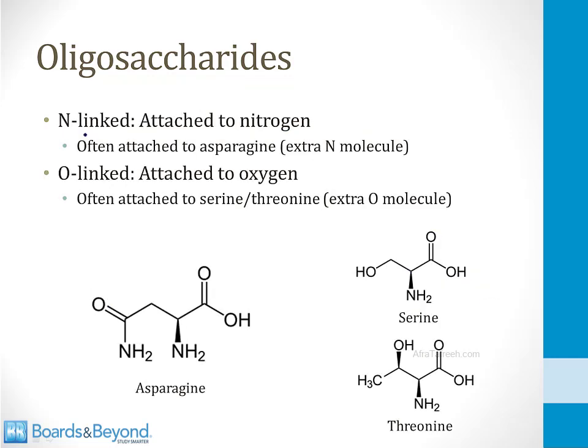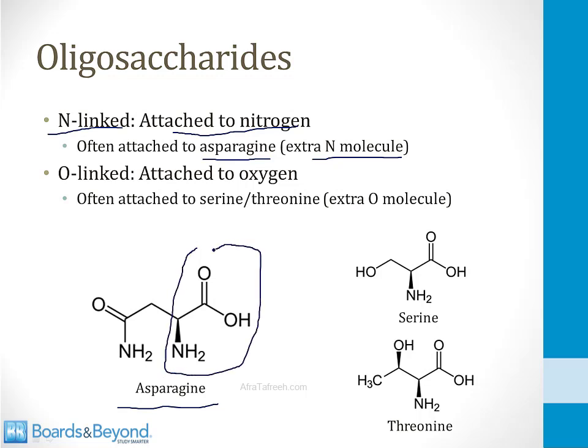In protein processing, oligosaccharides are attached to amino acids. If the oligosaccharides are N-linked, it means they are attached to a nitrogen in an amino acid. And this often occurs in asparagine because asparagine has an extra nitrogen molecule. If you look at the bottom of the screen here, this is the structure of asparagine. It has an amine group and a carboxylic acid group, just like all amino acids, but its side chain has an extra nitrogen, and this is a handy place to attach oligosaccharides.